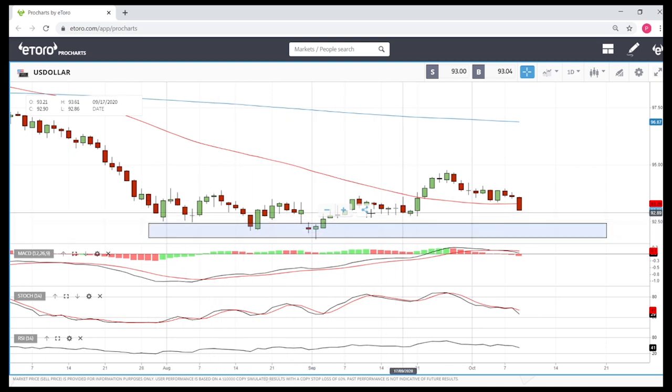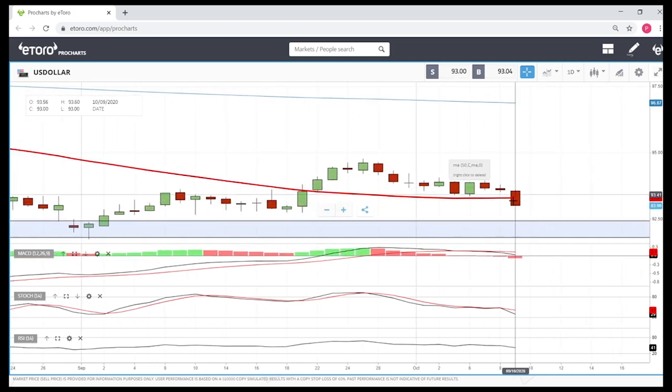We were hanging around here for several months and we did not break down. We were actually trading sideways and we haven't gotten to these lows yet. So expect a lot of support when you get to these lows. This will also affect, for example, stocks. Stocks tend to increase. The indexes, the S&P 500, Dow Jones, and the NASDAQ usually increase when this index decreases.